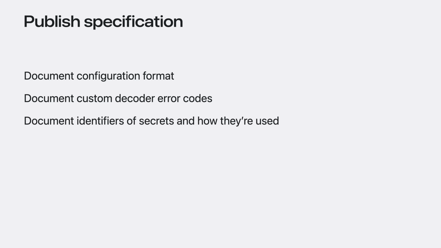If our decoder has custom validation, we also document the error codes it may generate so administrators can diagnose issues with the configurations they create. We document any secrets identifiers our app supports. For the Landmarks app, this is the hard-coded identifier we used earlier. We document that it is used to download assets, and this is a good place to document the expected format of the landmark assets. We publish this information, typically in the form of a document or website that administrators can access.